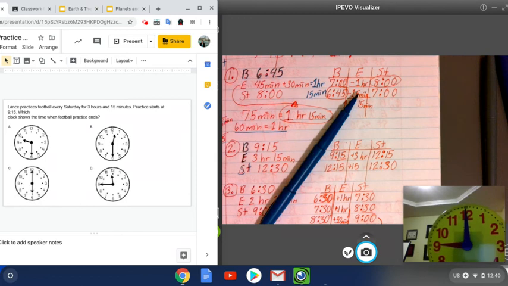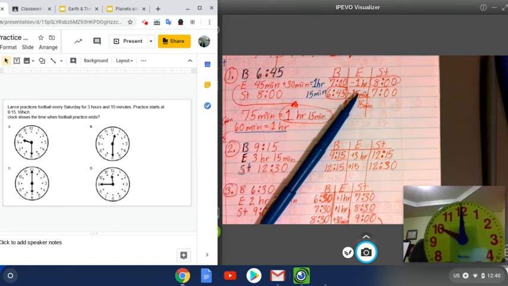I want to know what 3 hours after 9 o'clock is. Well, I know that once the minute hand goes all the way around, it's gone around 60 minutes, and now we're at the next hour. So remember, if I added 1 hour, it'd be 10 o'clock. But I need to keep going. I think I can add 3 hours.